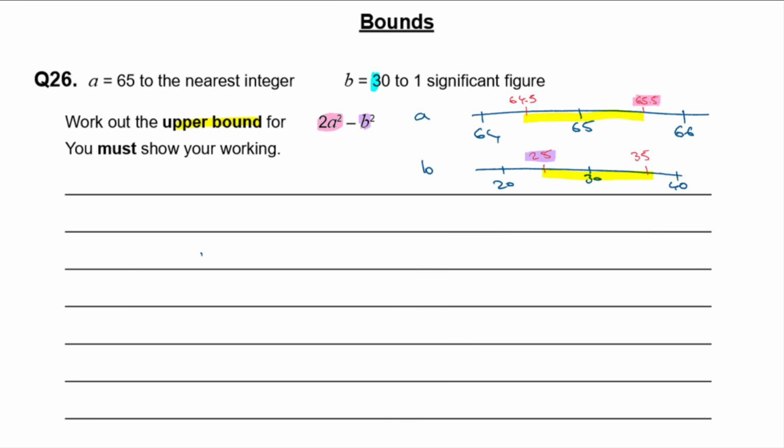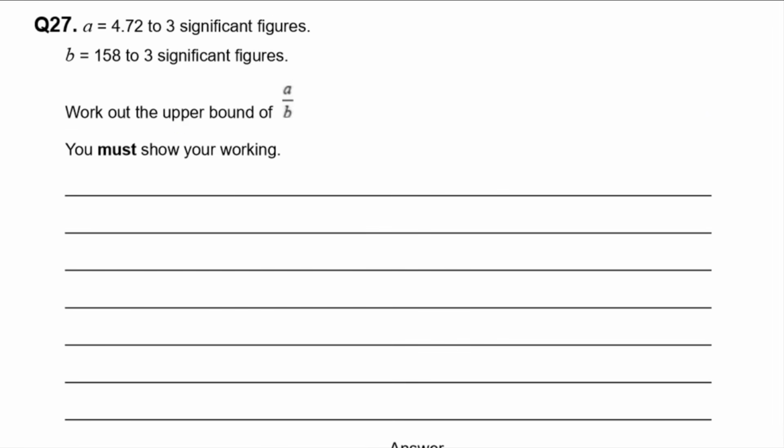So the upper bound of 2a squared minus b squared is going to be big A, 2 lots of 65.5 all squared, minus little b, 25 squared. Okay, so that's what I'm going to get. So I need to work that out then: 2 times 65.5 squared minus 25 squared. Apparently that is 7955.5.